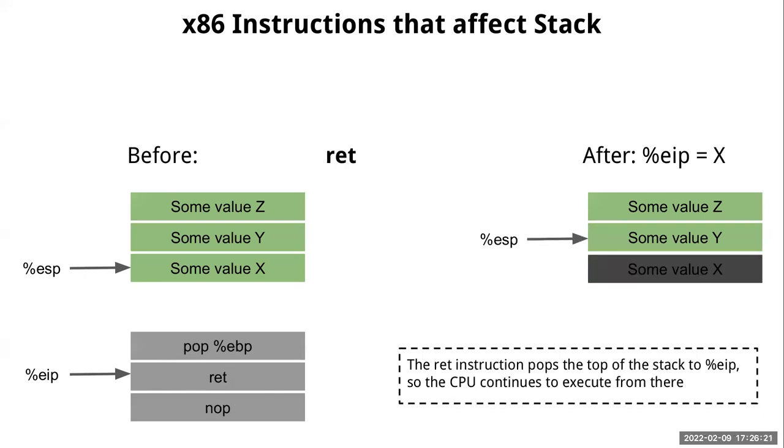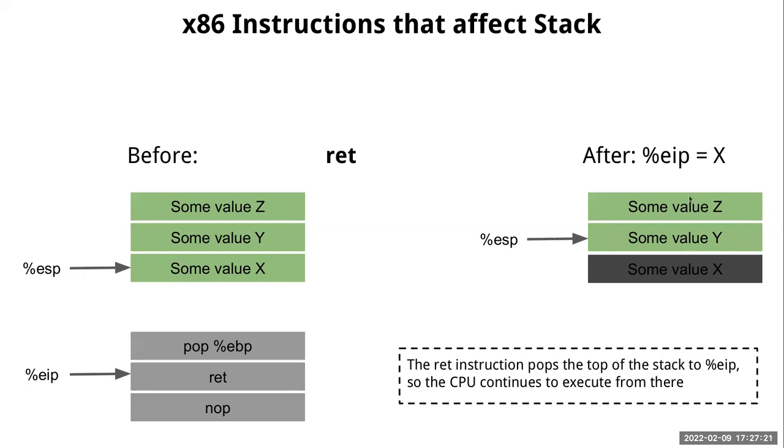Okay. So the reverse operation of call is the return instruction, and the return instruction does something very simple. Let's say EIP points to the return instruction. It means the CPU is going to execute the return instruction next. When it is executed, the CPU will check what is pointed to by ESP and pop that value into EIP. So whatever is X here will be moved into EIP. Then ESP will be incremented by 4 bytes, so ESP will point to value Y, not value X anymore.